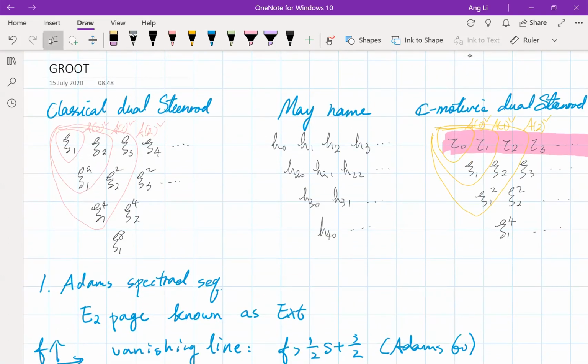So you can still talk about the C-motivic dual Steenrod algebra, and the corresponding generator is like you add a line to this classical one.